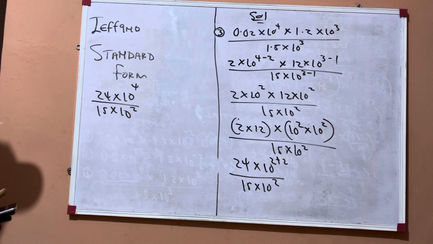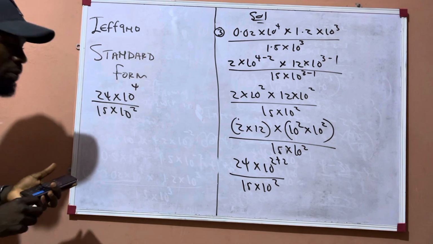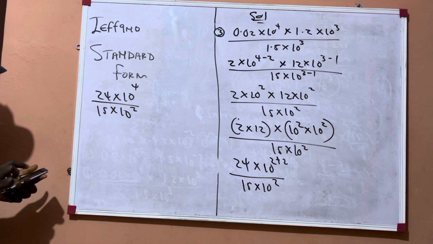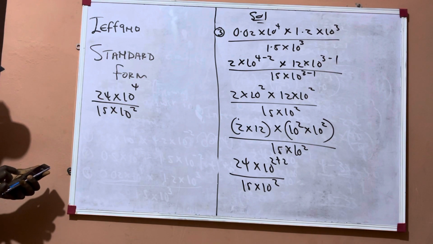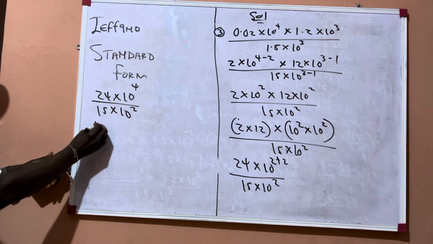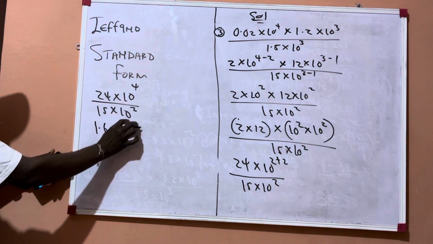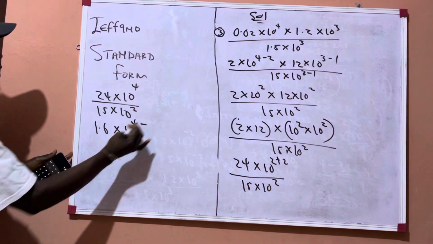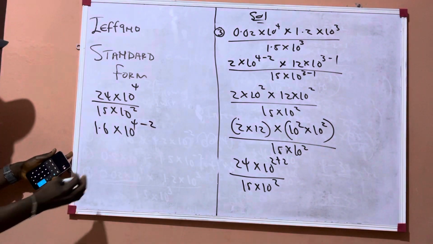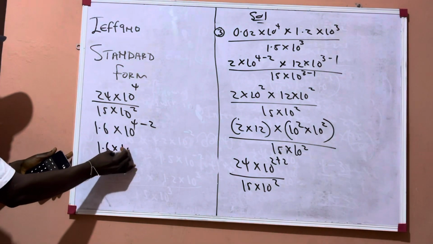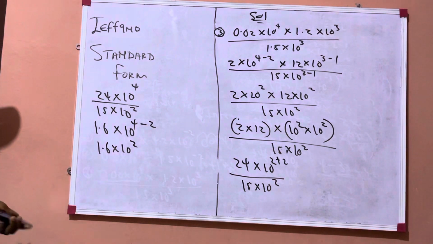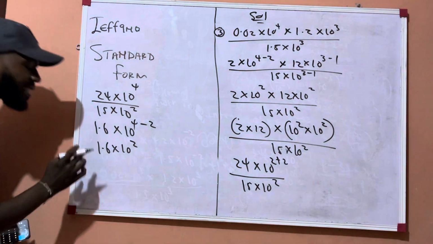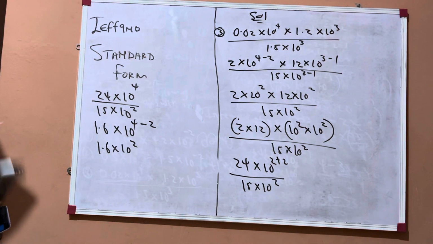So now that we have just one on the numerator, what does that mean? It means we divide the number, which is 24, divided by 15, and that will give us 1.6. Now the bases are the same, so I pick one of the base. My first power is 4. Division becomes minus, and what do I have here? 2. So automatically I have 1.6 times 10 raised to the power of 4 minus 2, which gives us 2. Now class, this answer is already in standard form because the decimal point is immediately after the first significant figure.